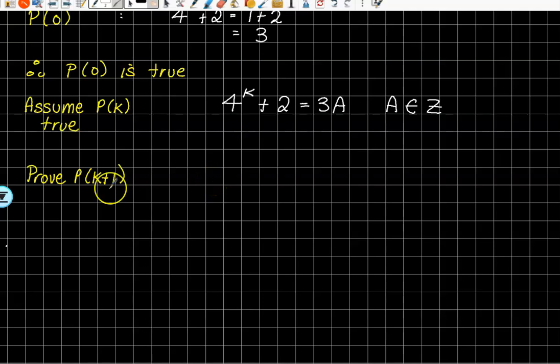So pk plus 1, we go 4 to the k plus 1 plus 2. And what you're going to try and do is use pk, because that's what we're doing. We're going to prove this by assuming that's true, and we're hopefully going to show that it equals 3 times something, 3 times an integer. Yes? So here we go. How on earth are we meant to use this? Now we've got options. I could replace the 2 with 3a take 4k, couldn't I?